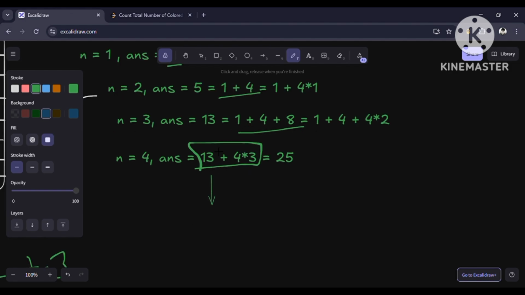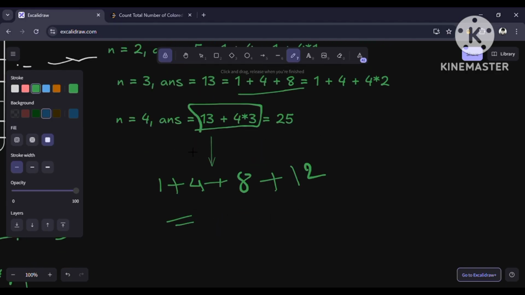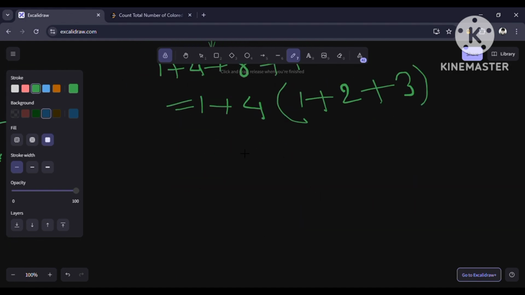So 13, I can write as 1 plus 4 times 8, 1 plus 4 times 8, plus this one, 4 into 3 is 12, right? So for n equal to 4, there are 4 elements. If I take 4 common from here, I get 1 plus 2 plus 3, 1 plus 2 plus 3, right?